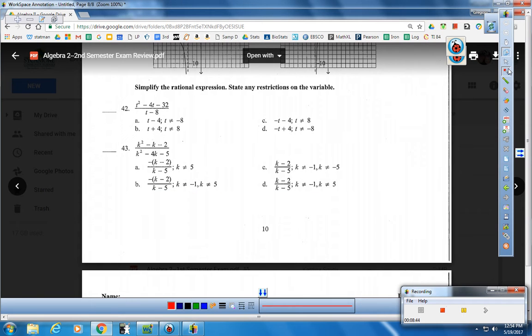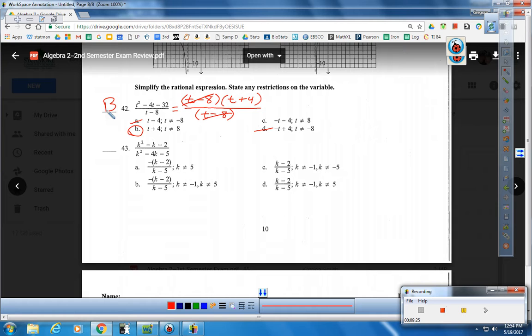Okay. So, number 42, we want to factor the top, see what that factors into, and then see what we can cancel. Okay. We know t can't equal 8 because I'll have 0 on bottom. So, actually, these are not possible answers because they have t cannot equal negative 8. It's t cannot equal positive 8. The numerator factors into t minus 8 times t plus 4. Remember, it's two numbers that multiply together to get negative 32, but add together to get a negative 4. These 8s will cancel out. I'm left with t plus 4, and it can't equal 8, so my answer is B.